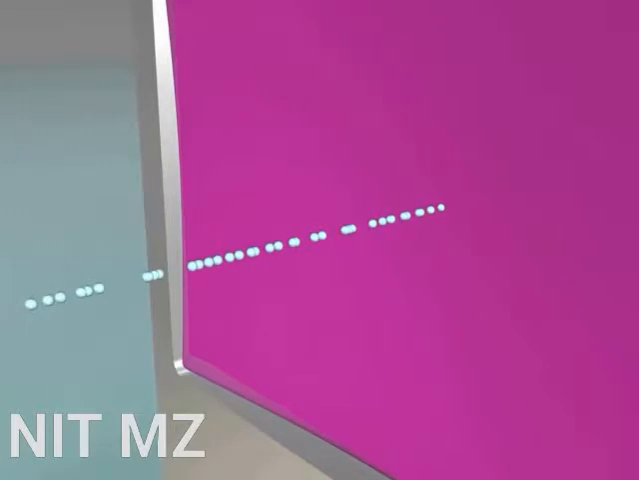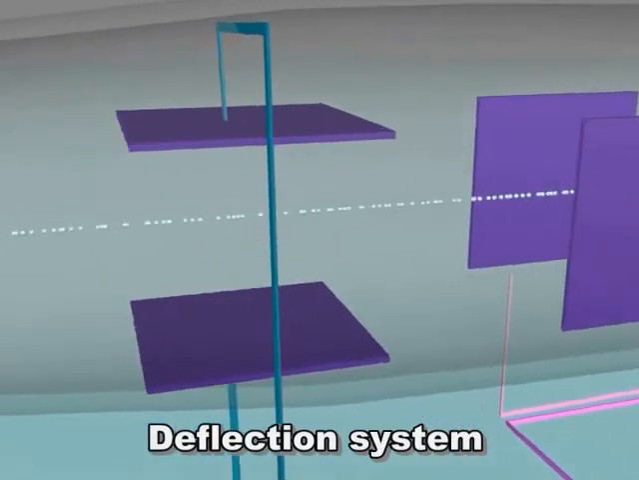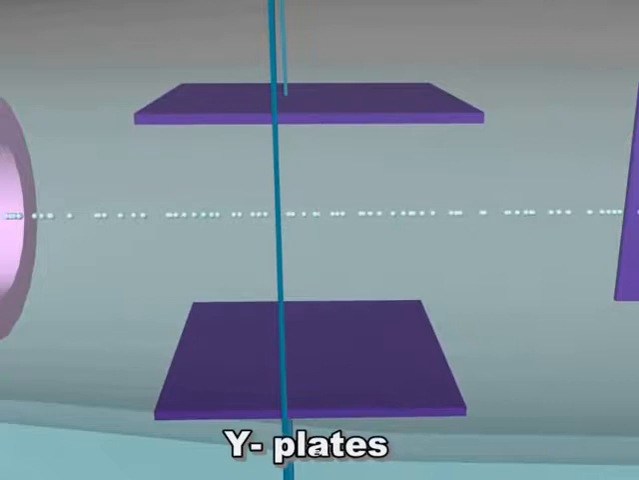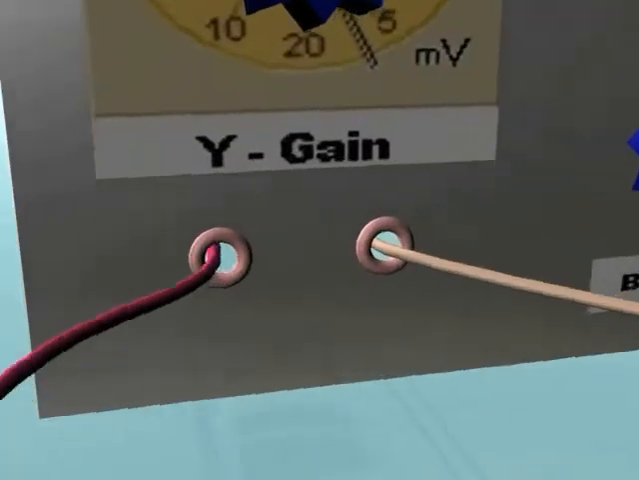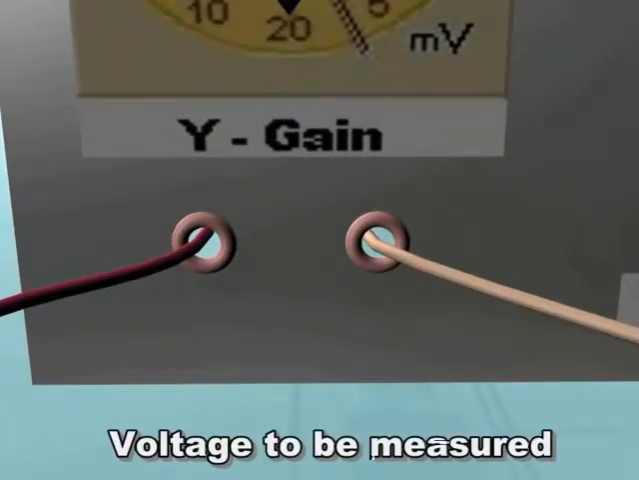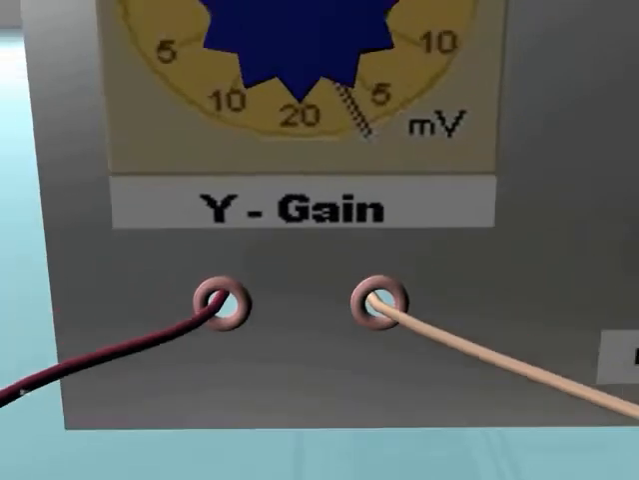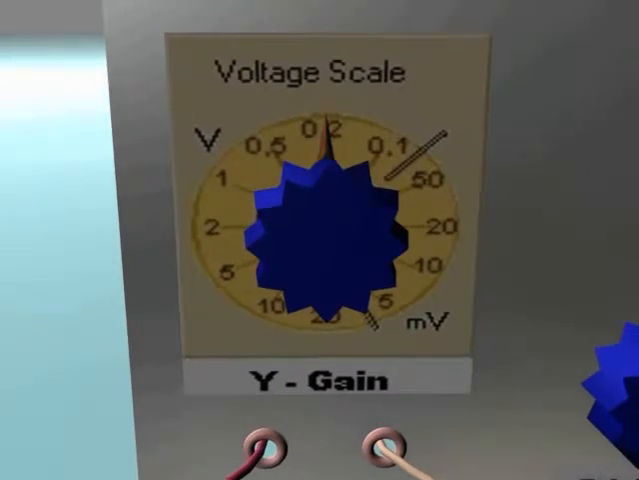And this is simply the second part of the CRO, the deflection system, a system that is responsible for the deflection of the beam of electrons from its original straight line path. The deflection system consists of two parallel horizontal plates named the Y plates. The Y plates are electrically connected to the interface through two openings named the Y input. This is where we apply our signal, or the voltage to be drawn by the oscilloscope.